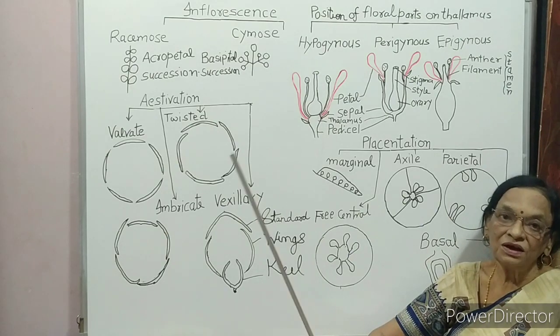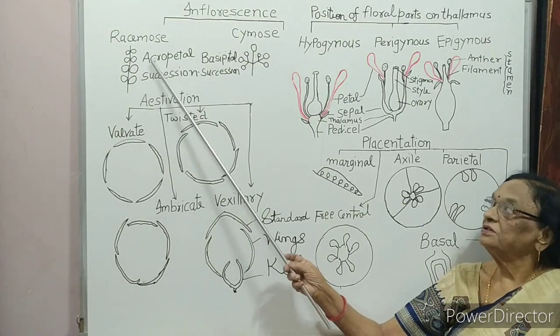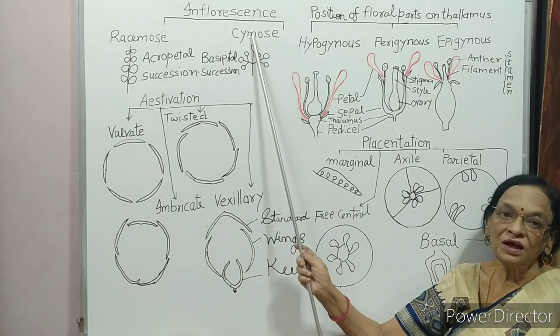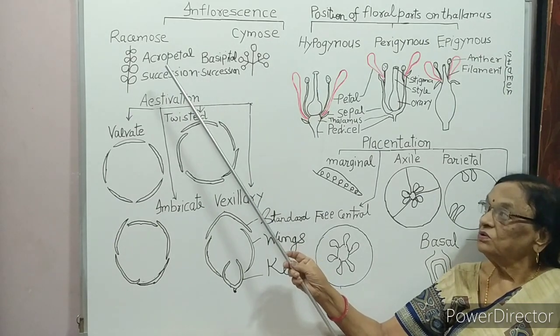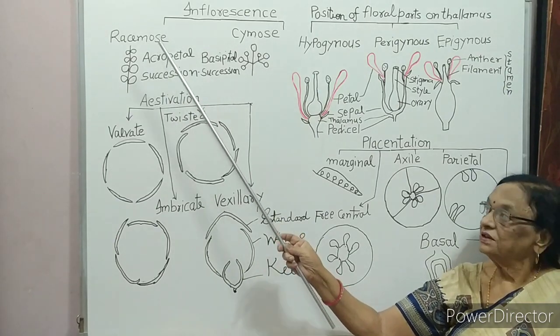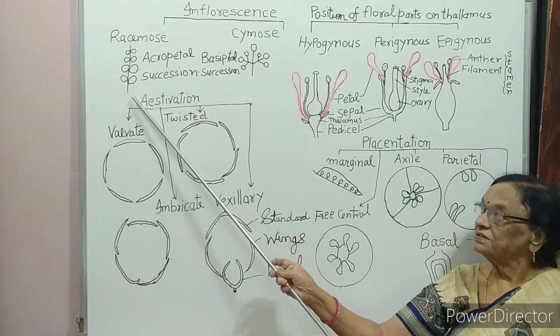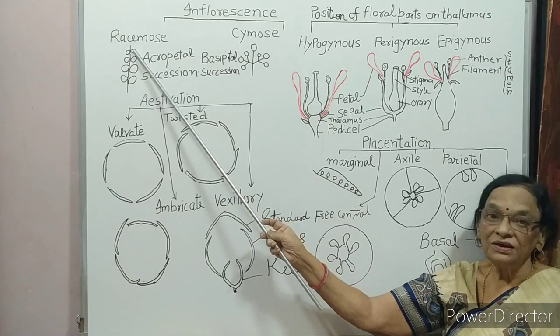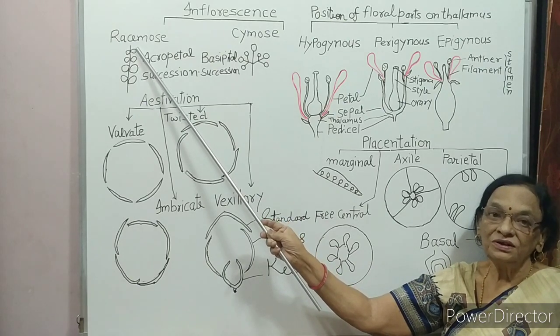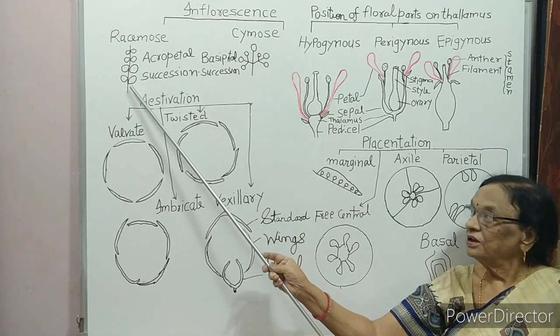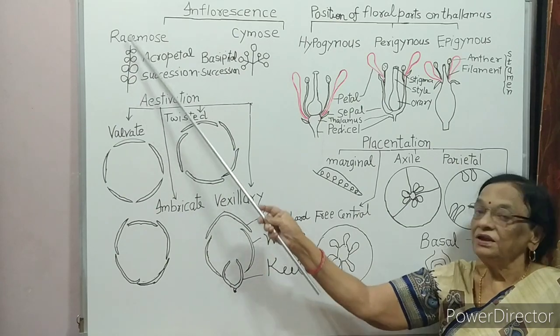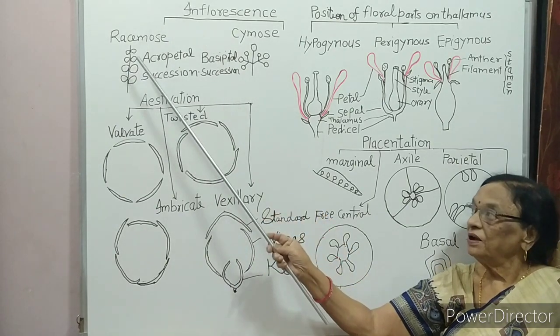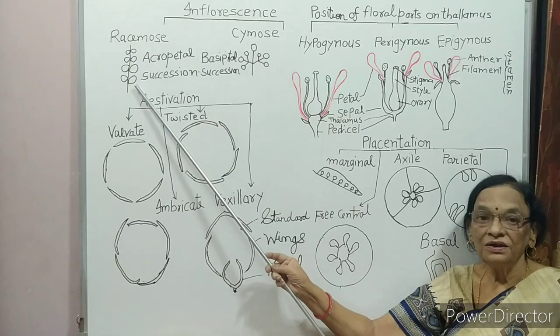Inflorescence is of two types, racemose and cymose. Racemose inflorescence has the main axis which has meristem dividing cells at the tip. So here the plant grows in height. Why does the plant grow in height?